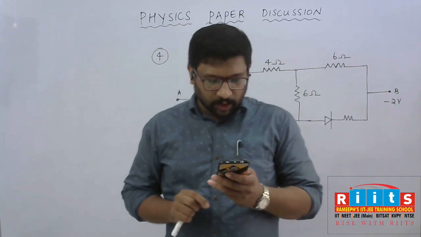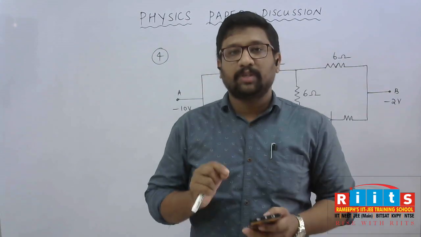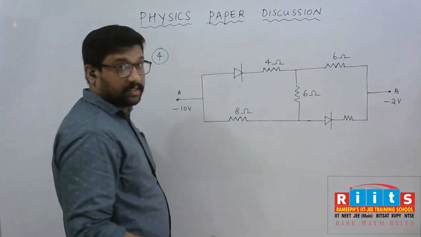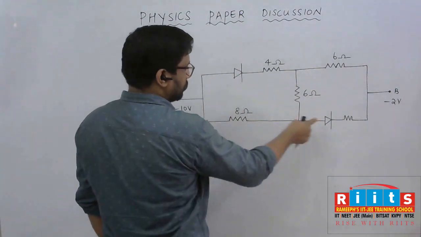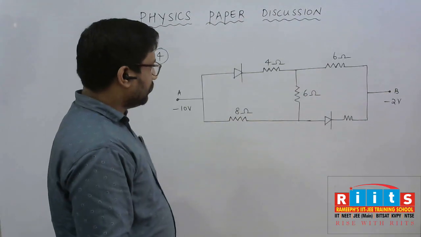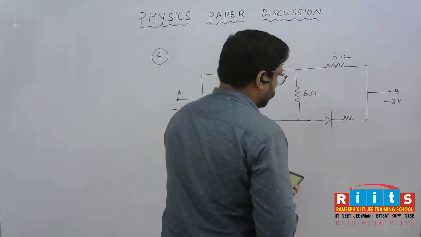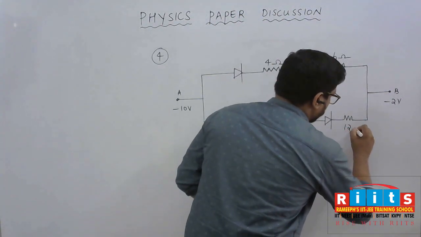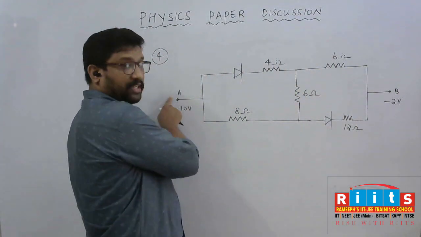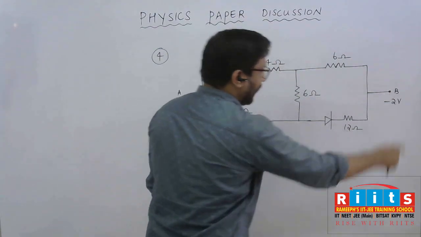In the following circuit, find the equivalent resistance between A and B. The circuit is given here. The circuit is connected with 2 diodes, 2 PN junctions. You can see here the value of this resistance is 12 ohm. First of all, they are asking what is the effective resistance between the terminals A and B.